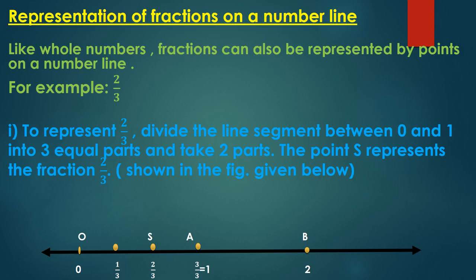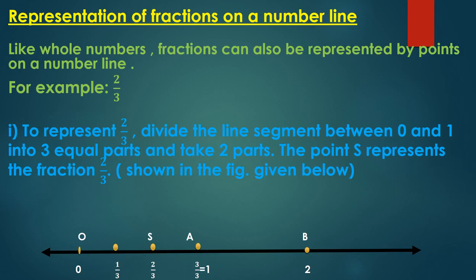For example, 2 upon 3. To represent 2 upon 3, divide the line segment between 0 and 1 into 3 equal parts. Now see the number line which is shown below. 0, 1 and 2, 3 whole numbers are written there. Between 0 and 1 we will divide into 3 equal parts.